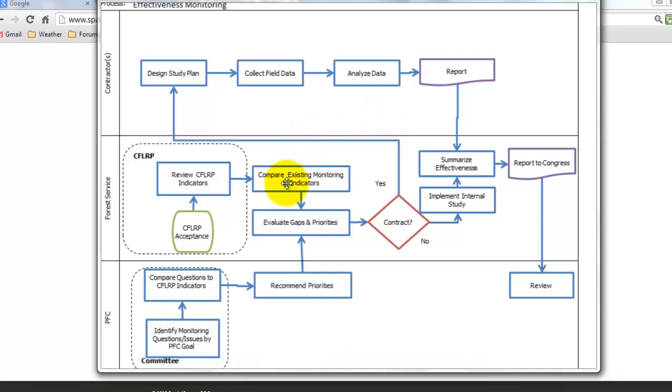My intent here is that the committee ought to discuss this, as well as the PFC, and decide whether or not this is a reasonable approach to address effectiveness monitoring, and at least a reasonable approach in terms of the roles of the respective parties: the coalition, the Forest Service, and contractors. And hopefully this will help the monitoring committee make progress and move forward.